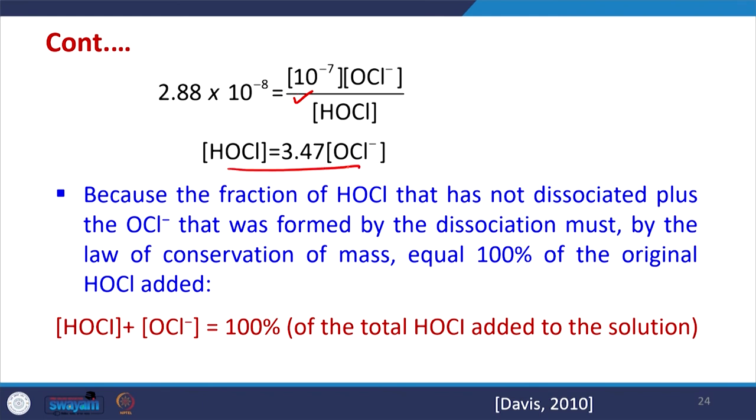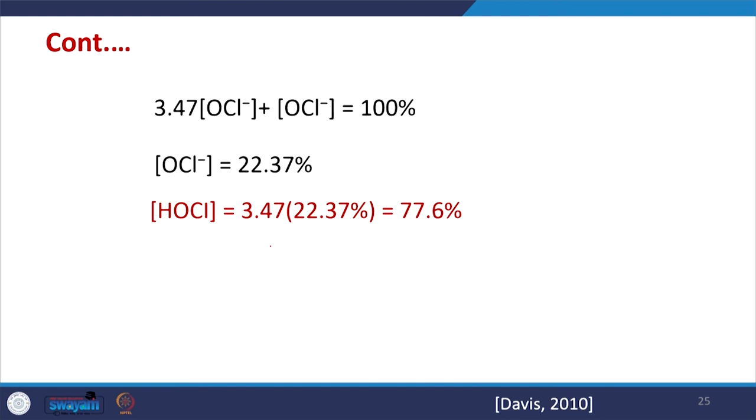We can find out, because the total concentration of chlorine will be the sum of HOCl and OCl minus. Using this particular equation, we can calculate and see that 77.6% of the HOCl is available. At pH 6 it was 97%. So understand, with only one unit change, the amount of HOCl has decreased from 97% or 99% to 77%. This is a tremendous decrease, and we can perform such calculations.